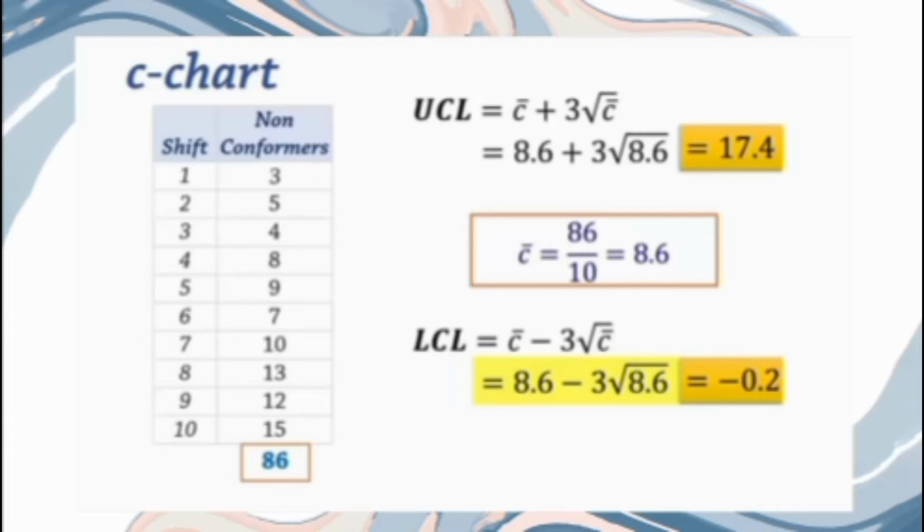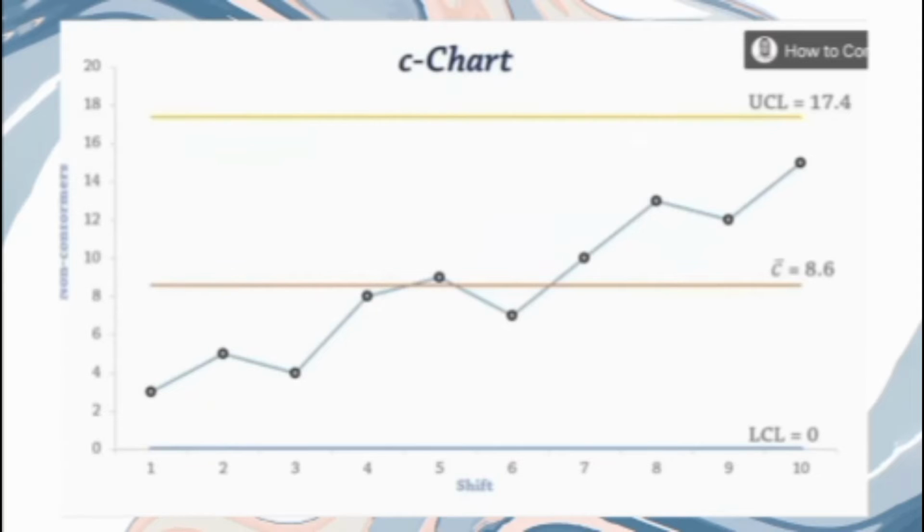So, the lower control limit, LCL equals C bar minus 3 square root of C bar. So, 8.6 minus 3 square root of 8.6, which is the answer is negative 0.2. Since we don't accept a negative number of non-conformers, we normally replace the negative with 0. So, kanang negative 0.2 diha 0 na siya ang answer ana sa lower control limit niya. So, this is the chart of the C chart.